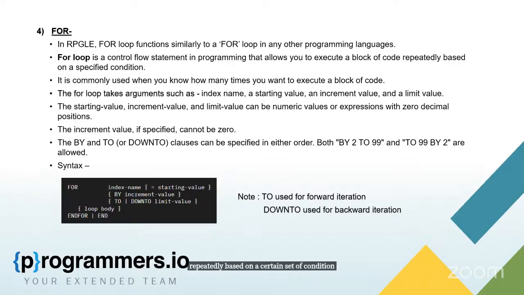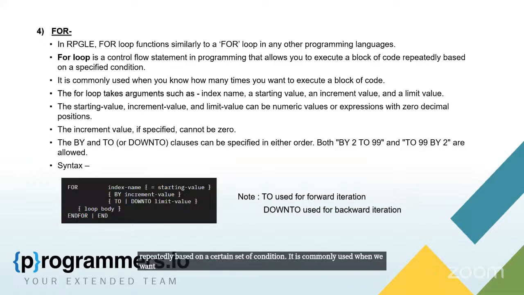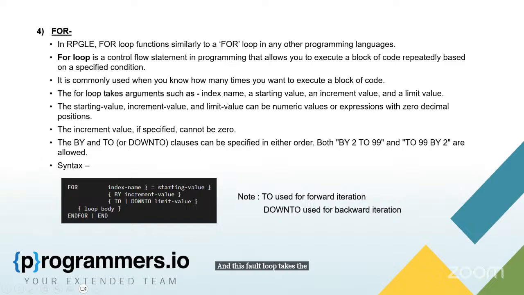It is commonly used when we know how many times we are going to execute a block of code. That means the number of iterations is known. But in the case of do while and do until, the number of iterations is not known. And the for loop takes arguments such as index name, starting value, increment value or decrement value, the to and downto clauses, and then the limit value.